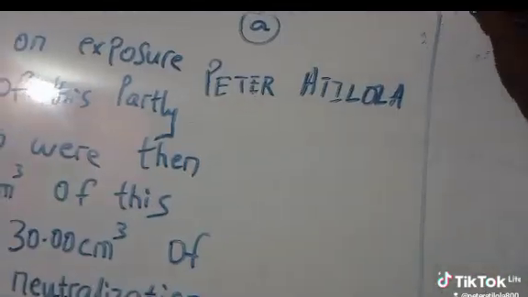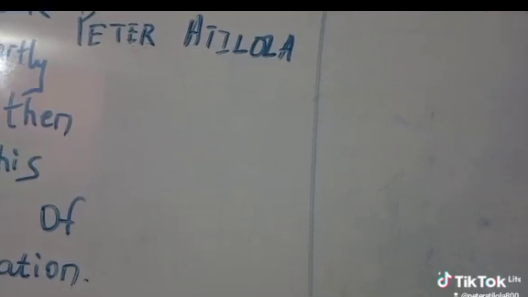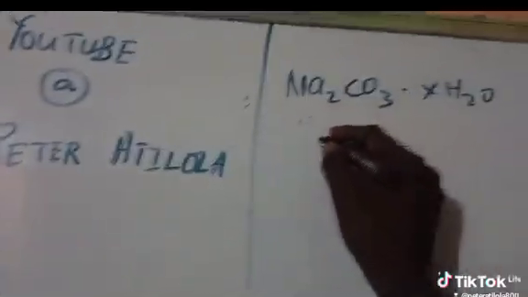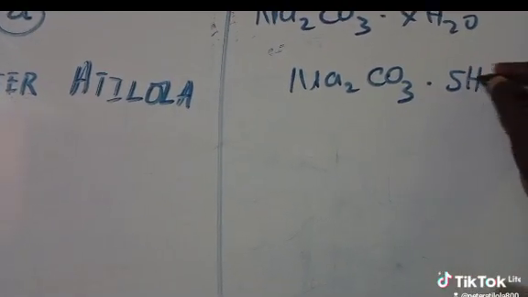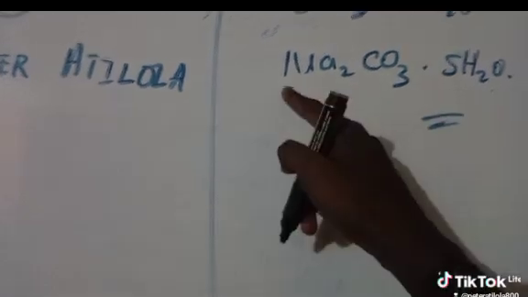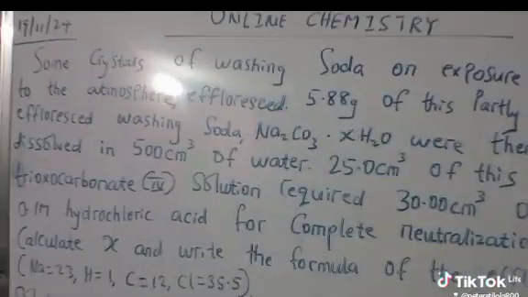Now write the formula. Initially it was Na2CO3.xH2O. So therefore x is 5, that will be Na2CO3.5H2O, sodium carbonate pentahydrate. Now let me start again quickly.